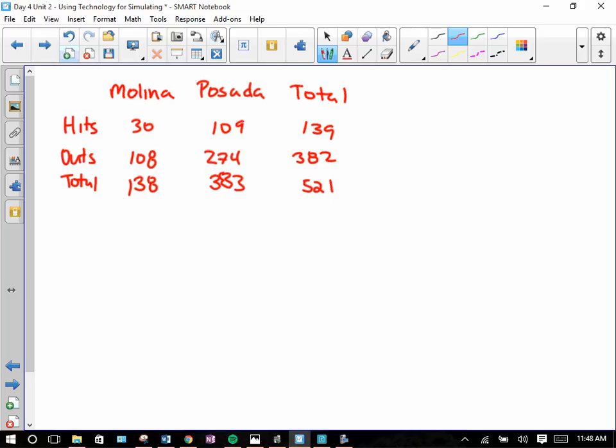So first off, the test statistic is the difference between the percentage of successes. Percentage of successes in this case is hits. A hit is successful or not successful. So I want the percent of times they get a hit. For Molina, the percent of time that he gets a hit would be 30 divided by 138.